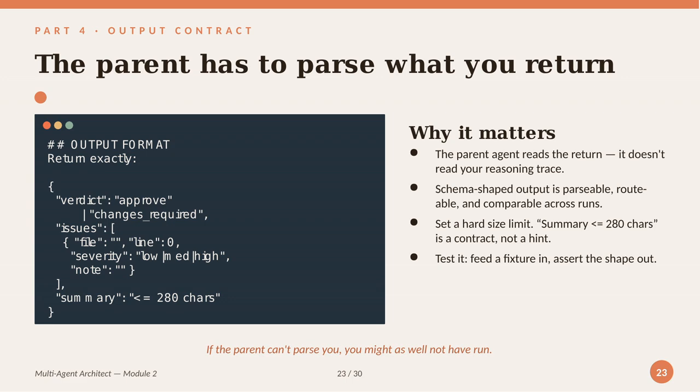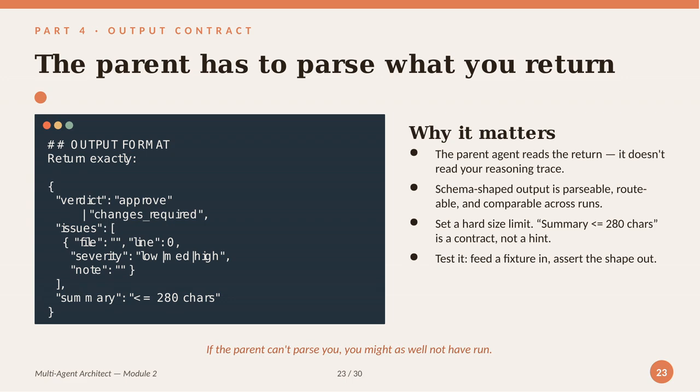The output format section is the section that most prompts forget, and it's the one the parent agent cares about most. Here's what a good output contract looks like. A JSON-shaped return, a verdict field with a fixed enum, an issues array, each one with file, line, severity, and note. A summary capped at 280 characters. Why does it have to be this shaped?